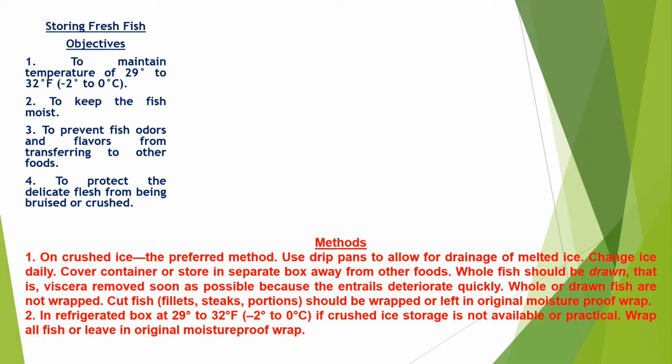And the second one we choose in the refrigerator box has 20 to 29 degrees. So if you don't have any crushed ice, or ice storage is not available or practical, wrap all fish or leave them in the original moisture-proof wrap. So they are the two main ones. But it varies, very important for you to remove the guts from the fish. As you catch them, remove them.